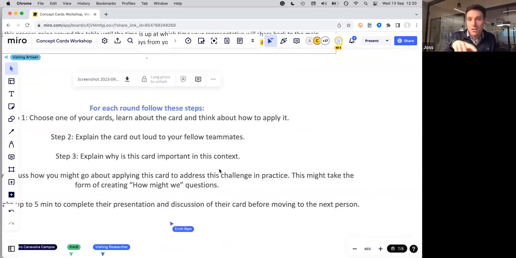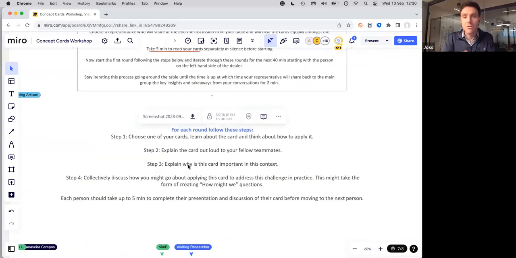So for each round, choose one of the cards, learn about the card, and think about how to apply it. When it comes to your turn, you're going to explain out loud to your fellow teammates why this card is important in this context, and how you would go about applying that card, and why you chose that card.